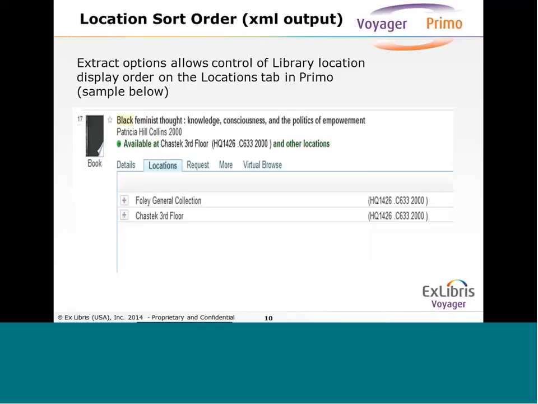Then on the Holdings Location tab, this is going to force the order of your locations to match whatever was in your forced sort order in the extract file. And these locations do not match that. This is just a sample of the Locations tab to show you where it's going to impact the display in Primo.